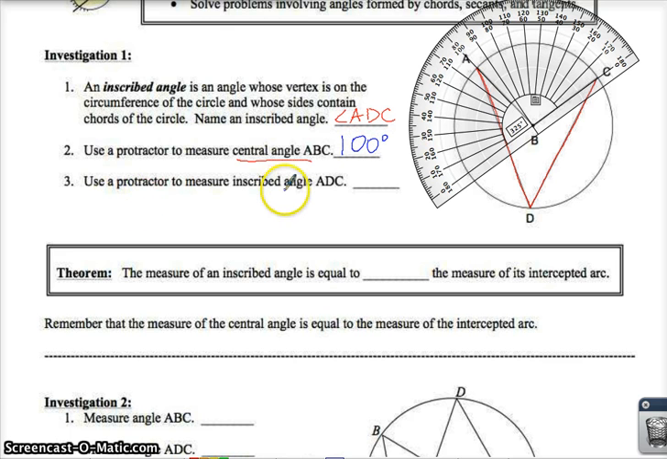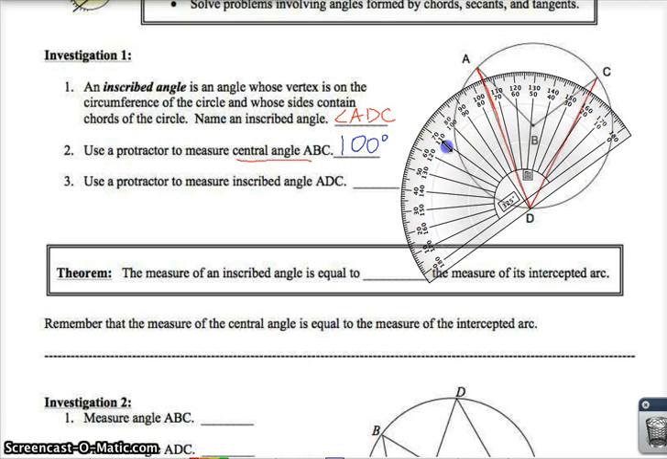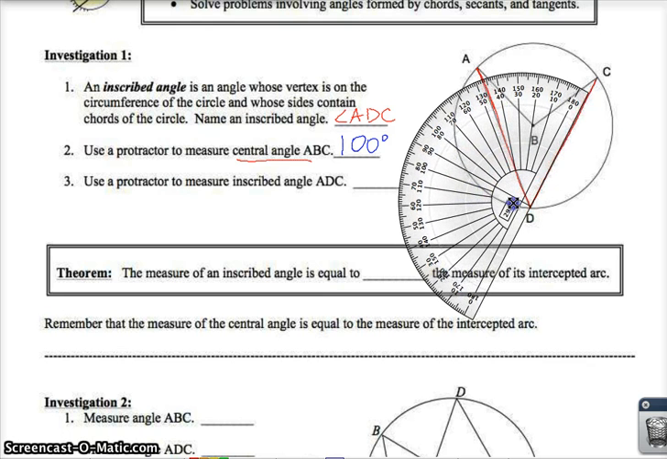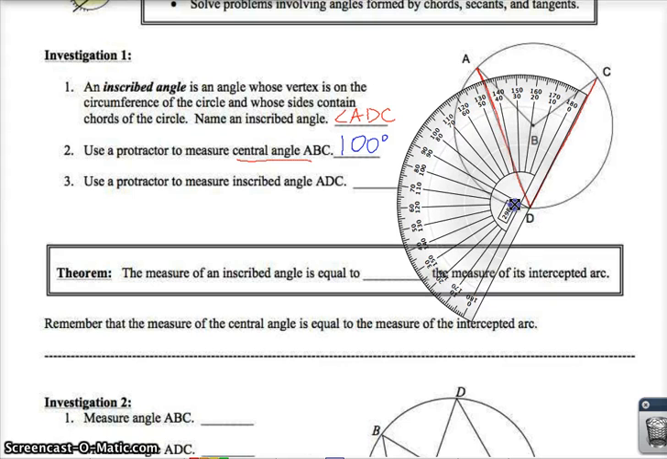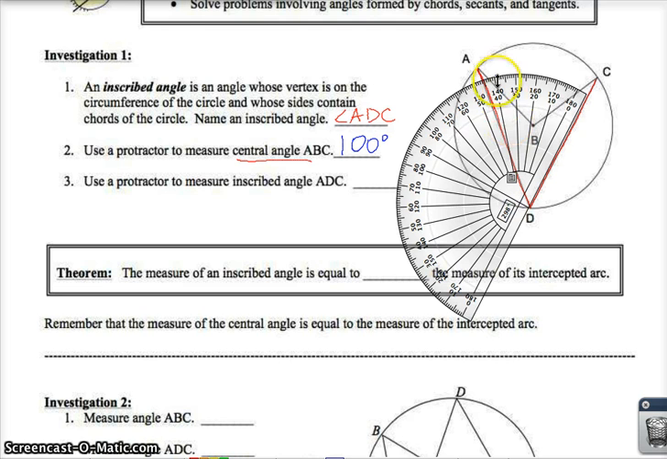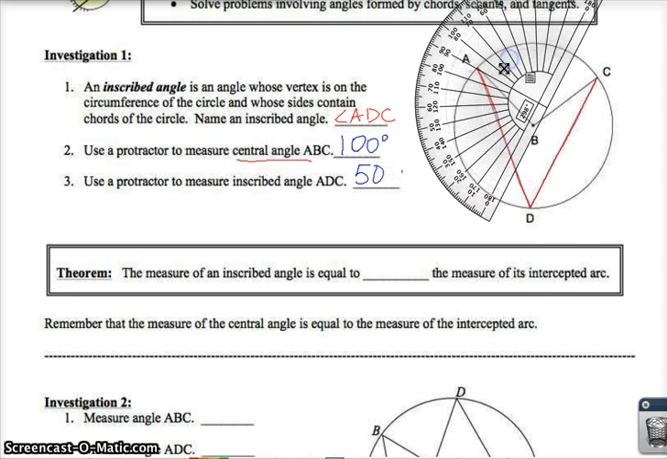Now use a protractor to measure the inscribed angle, so I'm going to move this down here. It should be about 50 degrees. I can't quite get it measured out, but I'm going to say 50 degrees because I know that's what it's supposed to be. Maybe you were a little more accurate, because you don't have the tools on the Promethean like I do, where I can't get it very accurate.